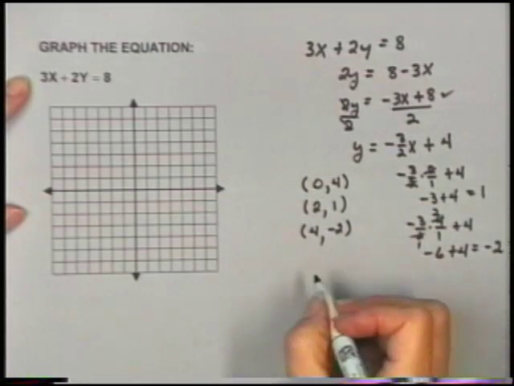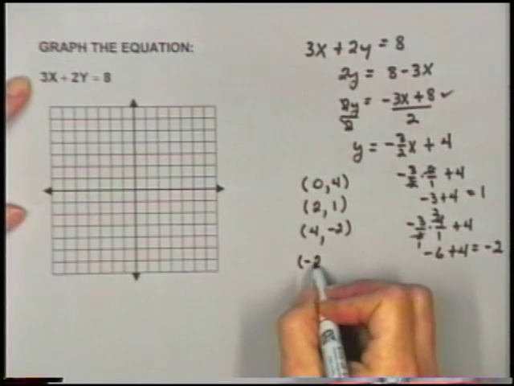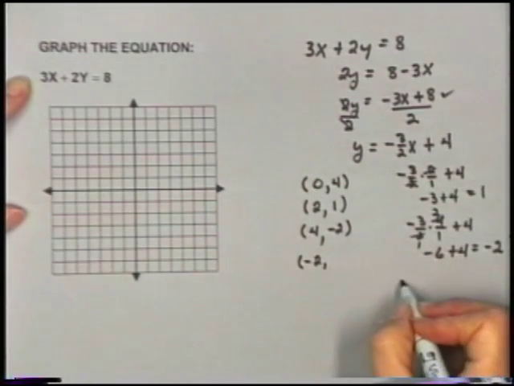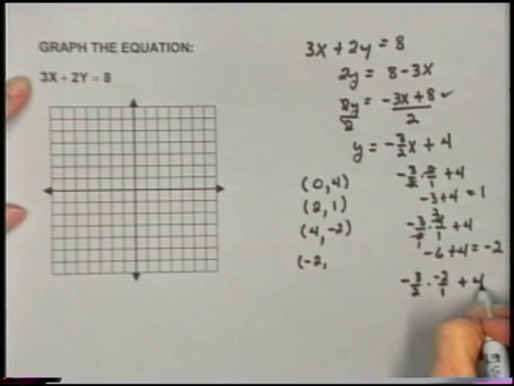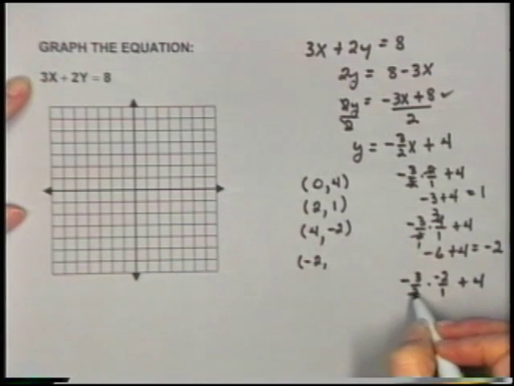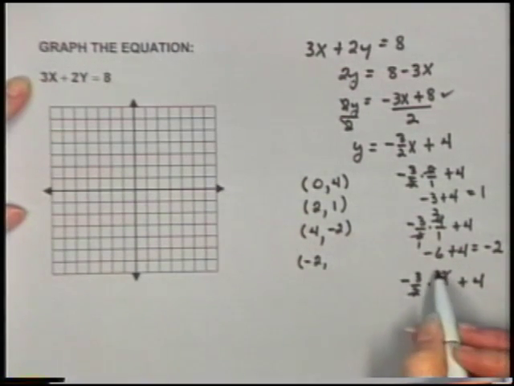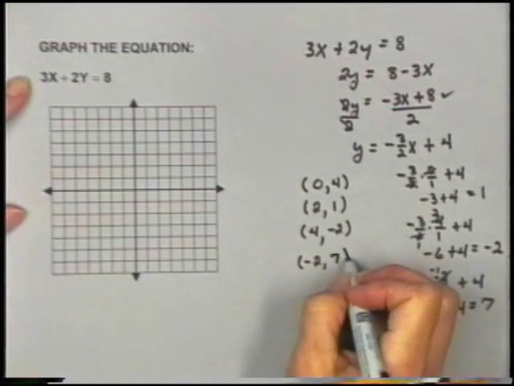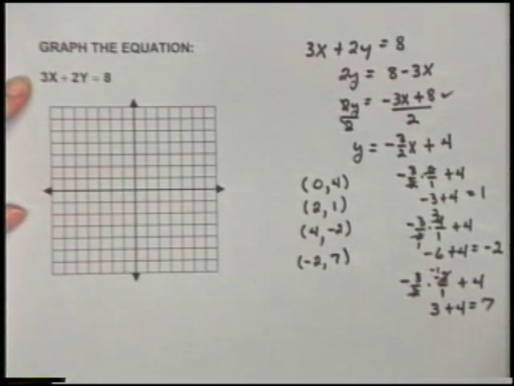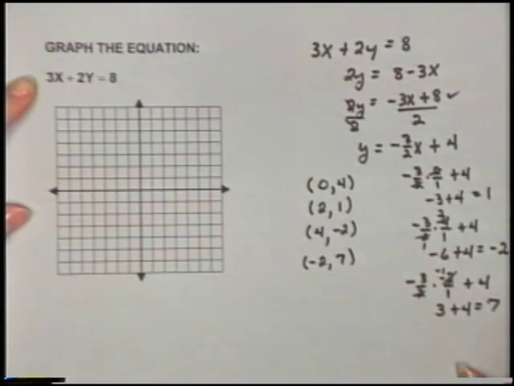Now, I'm going to suggest that we choose a negative number for x. Let's keep it even, however. Let's use negative 2. If I have negative 3/2 times negative 2 over 1 and then plus 4, my 2's will cancel out, but notice I have a negative 1 left up there when I do that. Negative 3 times negative 1 is a positive 3, plus 4 gives me 7. So I have the ordered pair negative 2, 7.